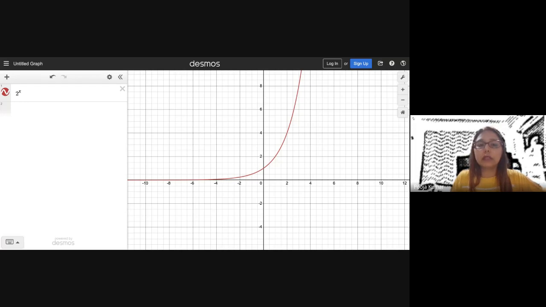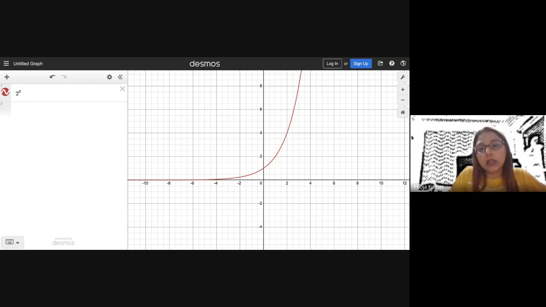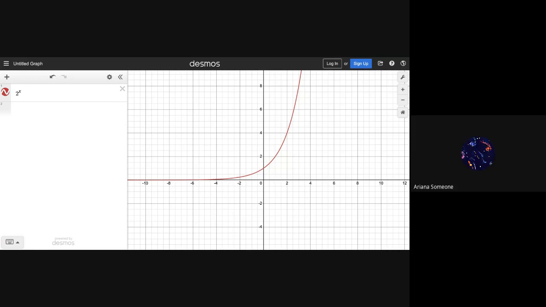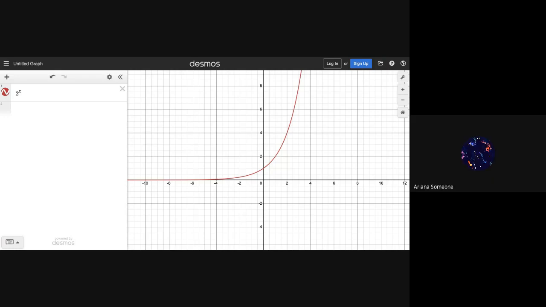Did you get this thing right, everybody? Now 2 raised to power 1 is 2, 2 raised to power 2 is 4, 2 raised to power 3 is 8. Ariana, you have not got this concept, right? Why are you not concentrating here right now? I'm focusing on you now.